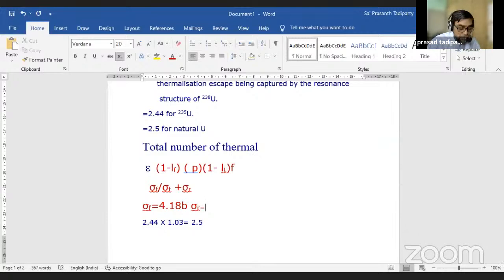Sigma r is equal to 3.5. So this value is equal to 3.5, and all put together it will become 0.544 barns.